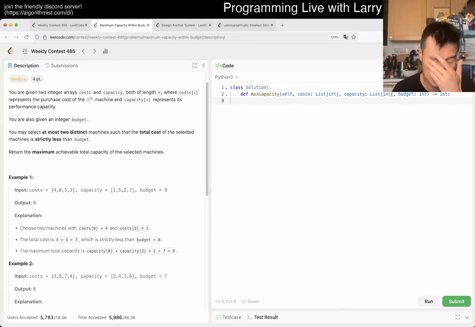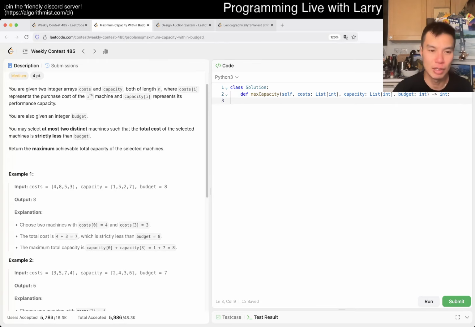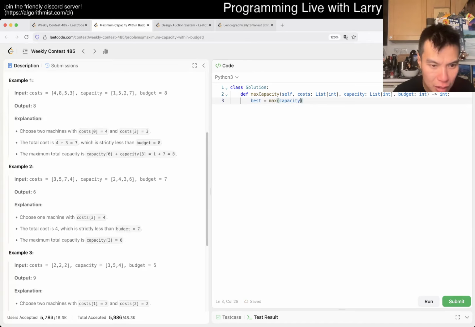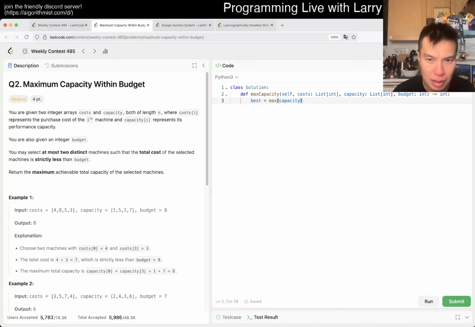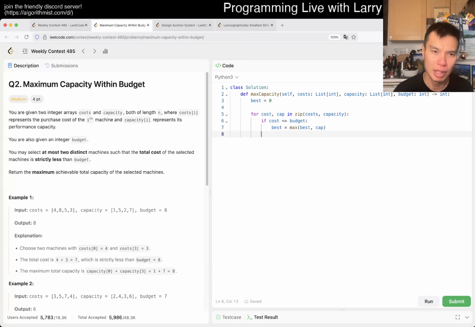I think it's just binary search, right? So best is equal to max of capacity. No, I guess technically that's not true. But for cost, cap in zip of cost, capacity, best is equal to max of best, cap if cost is less than or equal to budget, right? And then otherwise it's just binary search, is it? You could probably do other things, but we should probably sort first, right? As a result.